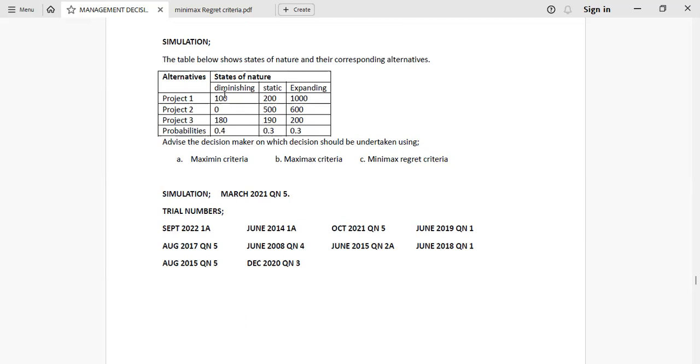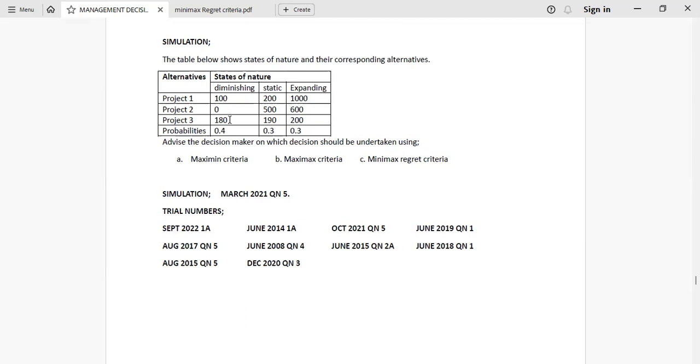The reason why we are deducting is that if the maximum is 180, then let's say in project 1 we only earned 100. It means how much have we lost? We have lost 80. It means we are regretting the 80 we would have received. That is the logic, and that's the only trick on this item.